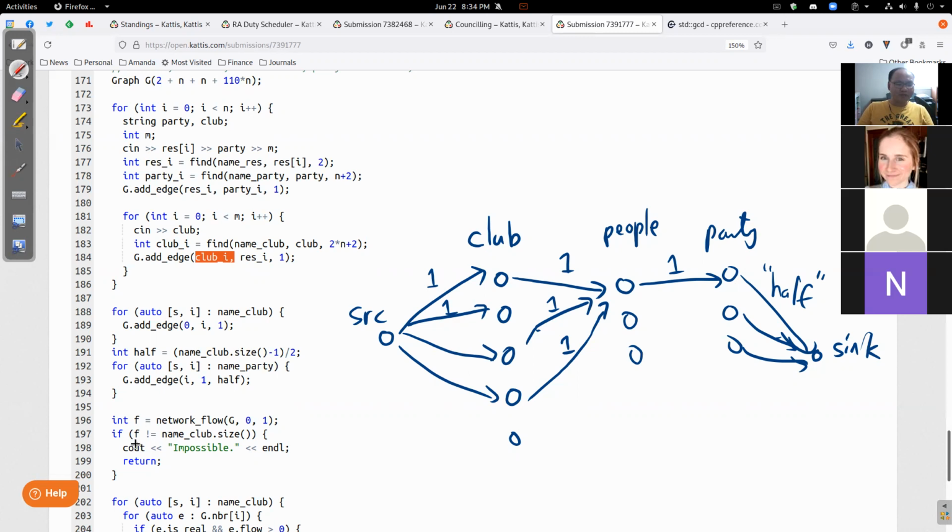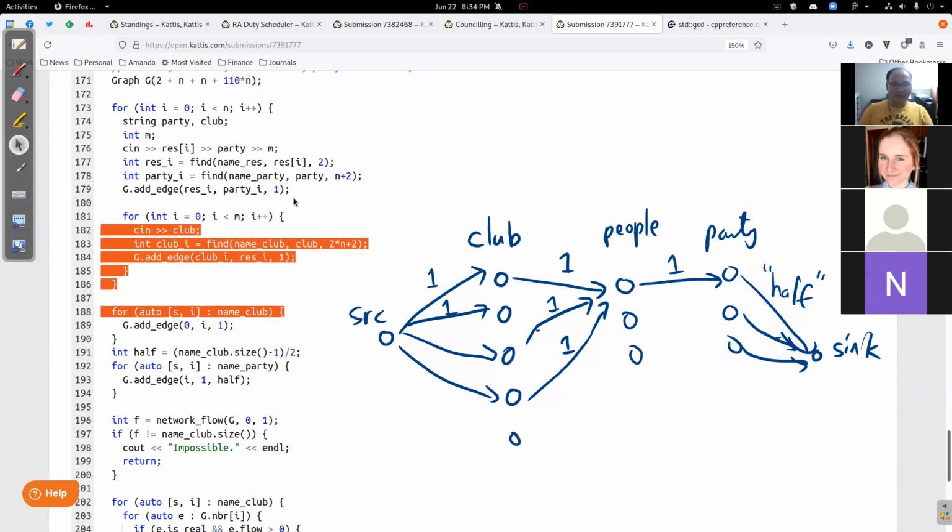So I look at the flow. If the flow is not the size of the number of clubs, then it's impossible. So that's that part. That's the impossible part. But if it's possible, then now I have to somehow recover the actual assignments. So what I have to do is I have to look at the network flow. This is something I haven't talked about yet. But the network flow code would not just tell me what is the maximum flow, but also how much flow is going through each edge, right?